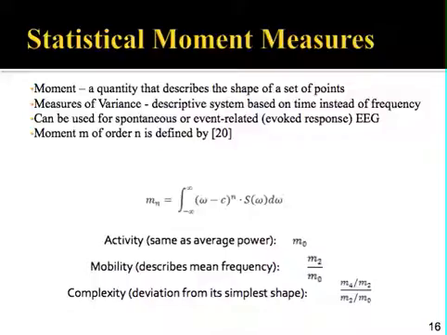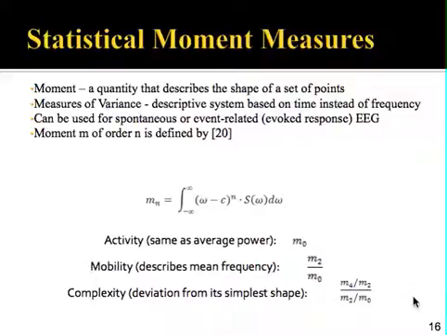This is an example of a statistical moment, the nth moment. C is the mean. You can see that there are 3 Hjorth parameters used in EEG: activity, mobility, and complexity. The mobility describes like a mean frequency. It's the ratio of the second moment, which in this case would be standard deviation, to the mean or average power. You can see the complexity is the ratio of the fourth to second moment over the second to 0th moment.